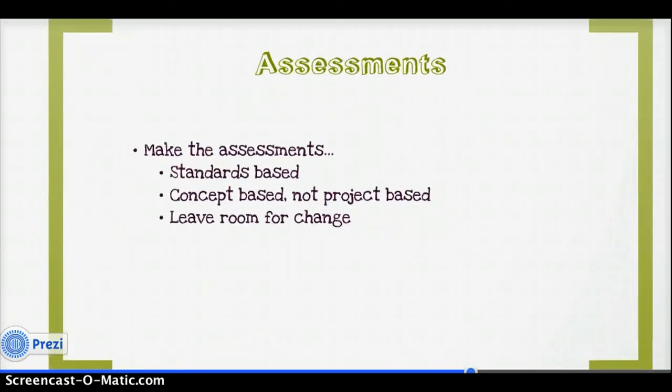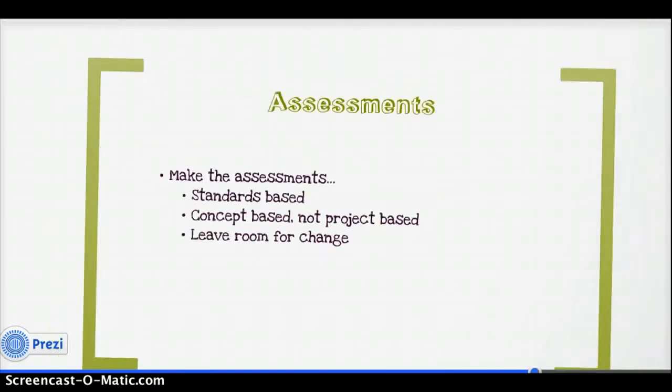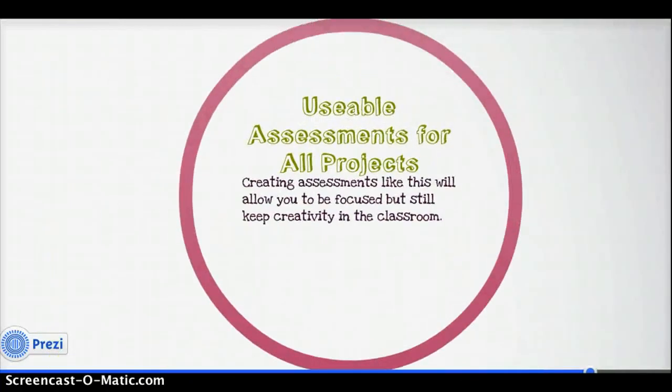The assessments are standards-based, and of course they are concept-based, not project-based. You want to leave room for change. If you can keep your assessments concept-based, you will be able to stay focused, reaching the goals that you have set for your class, yet still keep that creativity that every art teacher is so desperate to keep in their classroom.